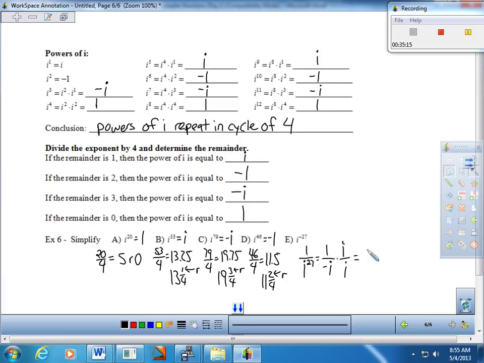I get 1 times i, which is i. That wasn't too bad. How about the denominator? What do you get in that denominator when you pull this off? You get negative i times i, which is negative i squared. Let's see if you've got it. Last piece of the puzzle, negative i squared would really be the opposite of negative 1, which is 1. And there you go. So i to the negative 27th is equivalent to i.